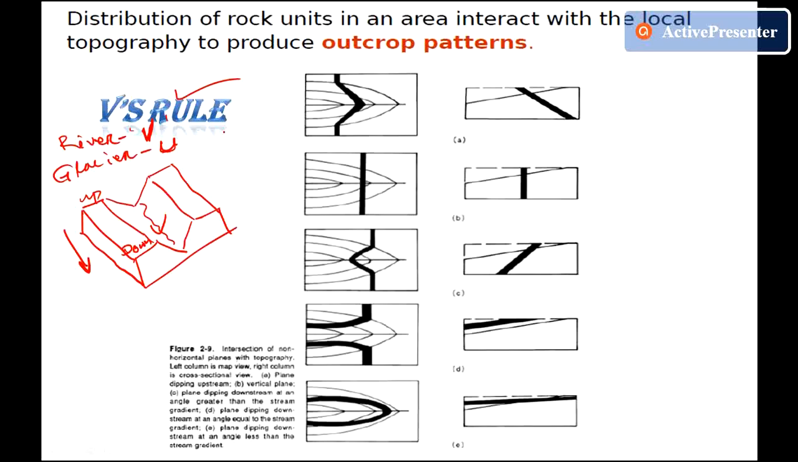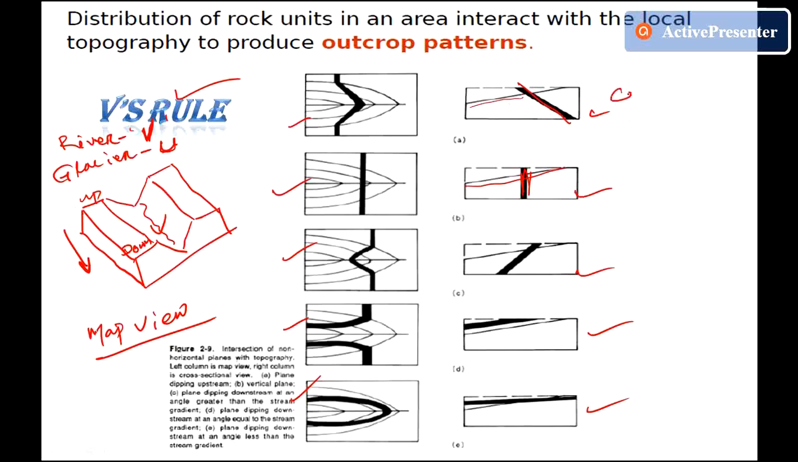Okay, so whatever diagram I will show you, that is map view, right? I will show you this cross section as well as map view, right? This Bayes rule actually we use in map view, right? Whatever diagram you are seeing here, these are all map view, and these are all cross section showing the dip of the bed. This is your bed and this is your slope.